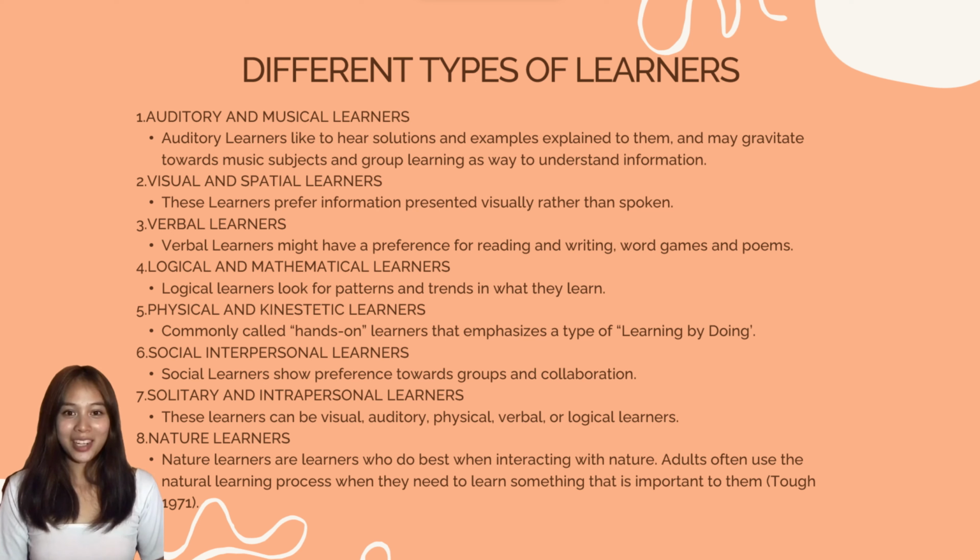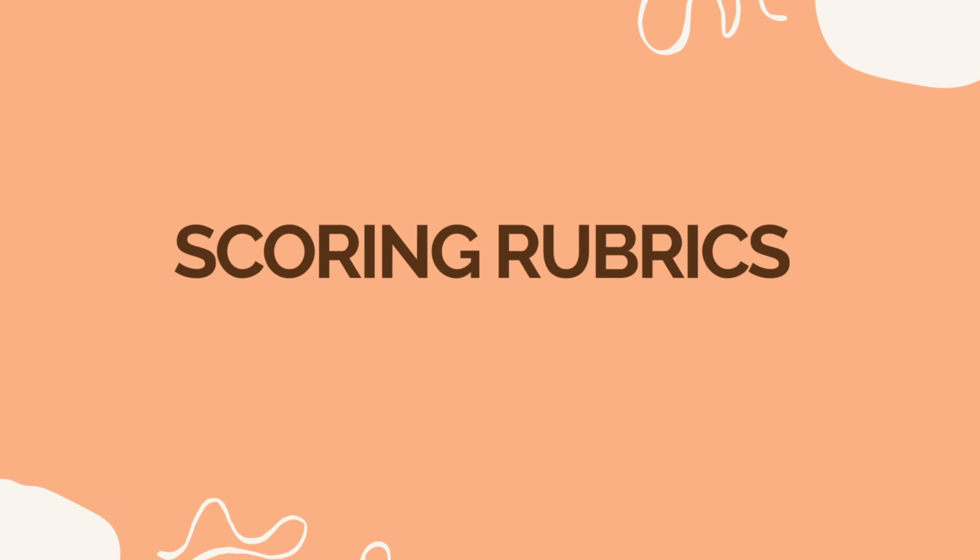Seventh, solitary and intrapersonal learners. These learners can be visual, auditory, physical, verbal, or logical learners. Lastly, we have nature learners. Nature learners are the learners who do best when interacting with nature. Adults often use the natural learning process when they need to learn something that is important to them. For example, people have taught themselves to speak a new language, use computers, learn math, play chess, or play a musical instrument.